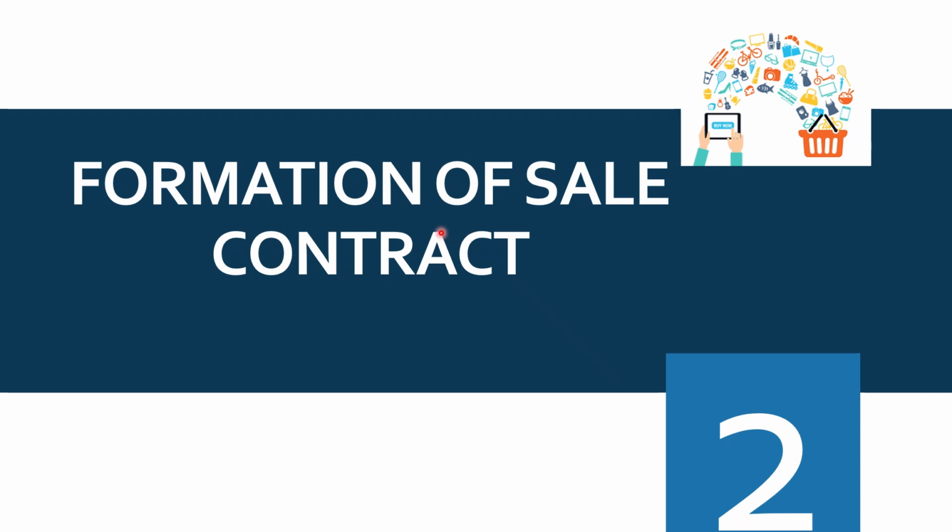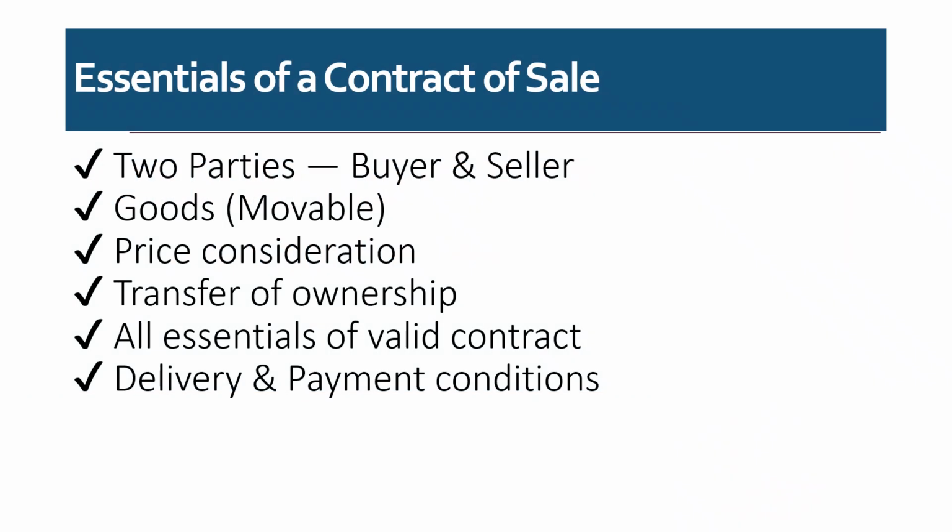Now coming on to the formation of the sales contract. Let's discuss what the essentials of a contract of sale are. To form a valid contract of sale, there are certain things that we should know. First is two parties, buyer and seller. So there must be a clear transfer between these two different parties.